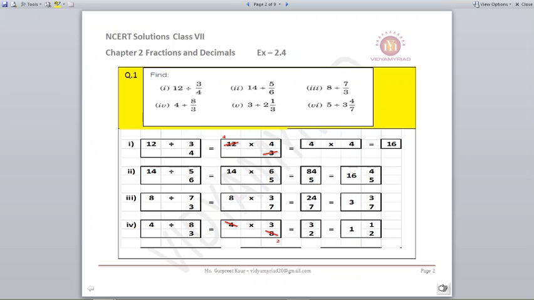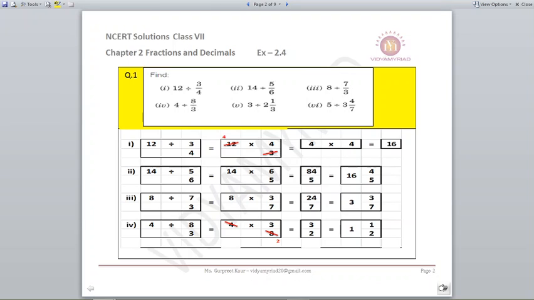Next, 14 divided by 5 by 6. So 14 division will become multiplication and the fraction will become 6 upon 5, which is the reciprocal. Now here 14 multiplied by 6 is 84 upon 5. Since this is an improper fraction, you will convert it into a mixed fraction, divide it on the rough side, and you will get the answer as 16 4 upon 5.